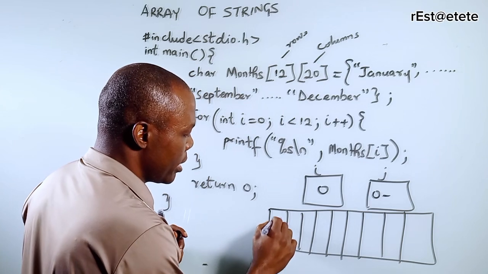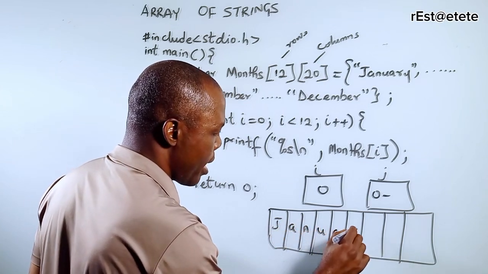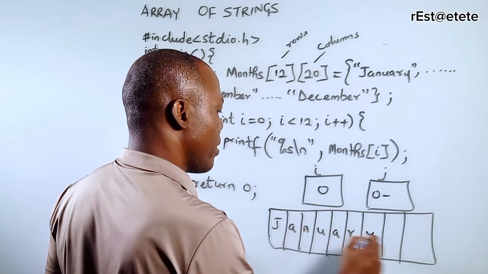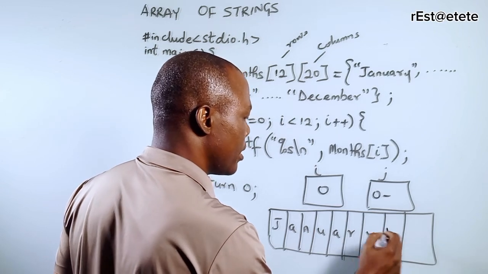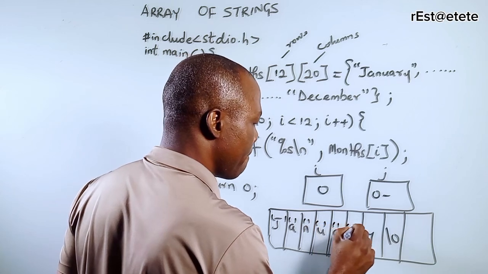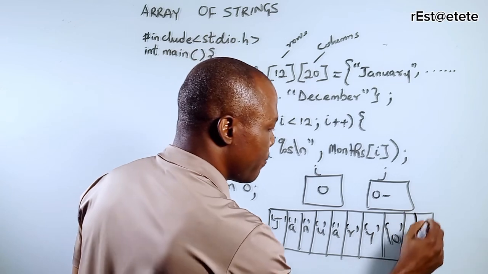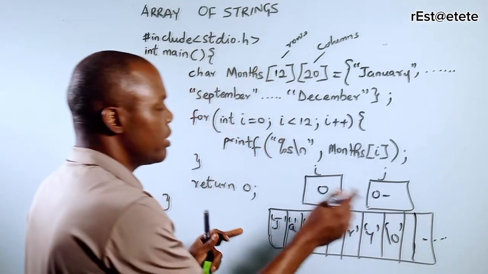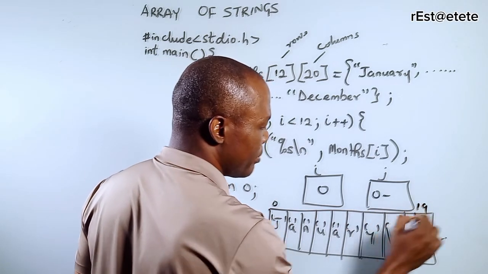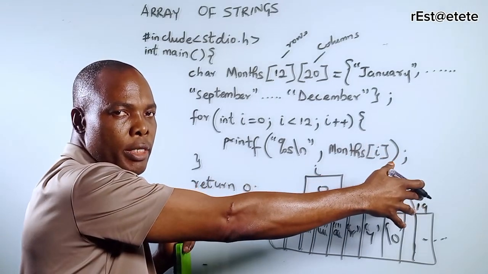So this is January, right? January, then slash this. So each of them, then you still have up to what? 20 bytes. So you're having 0 to what? 19. 0 to 19 for all the months.